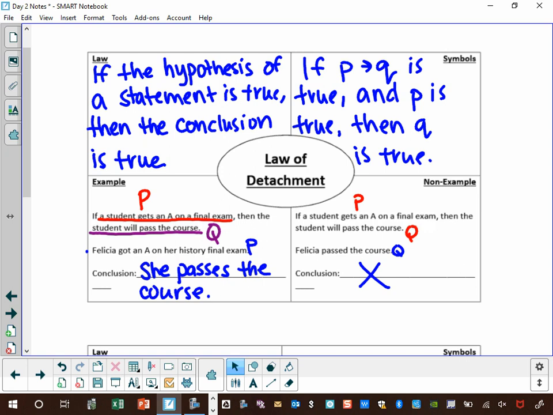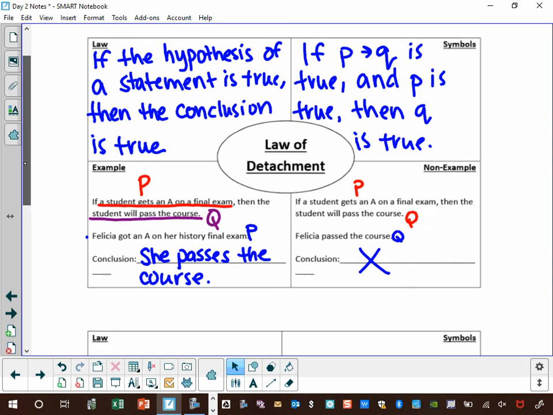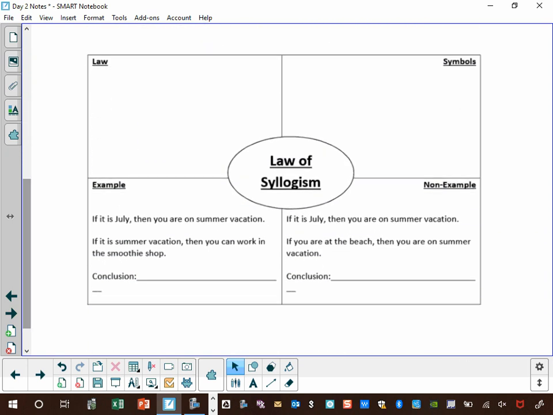Okay, does everyone have these words written down? Yes. Okay. For law of syllogism, and we'll write this on your blue sheet in a little bit.